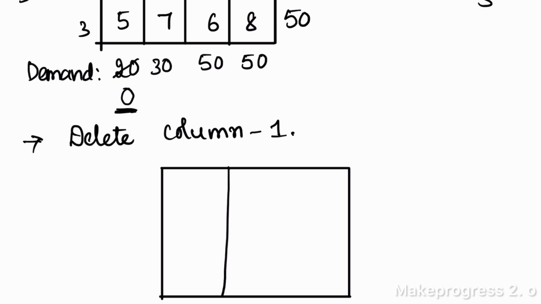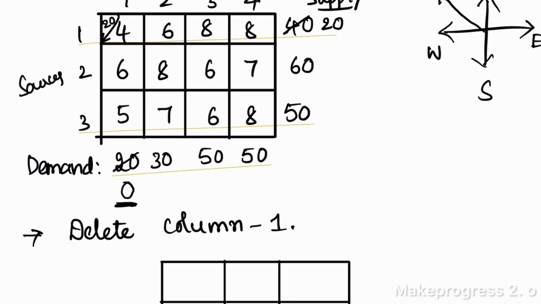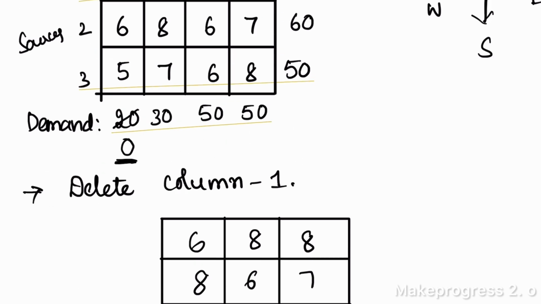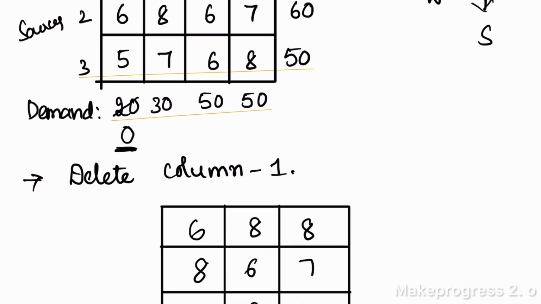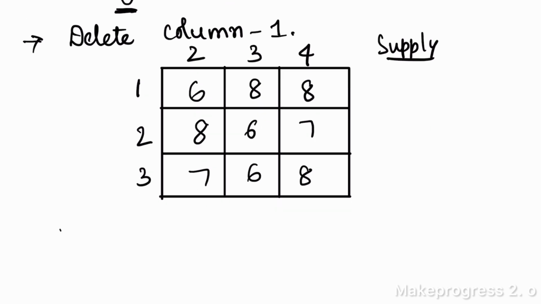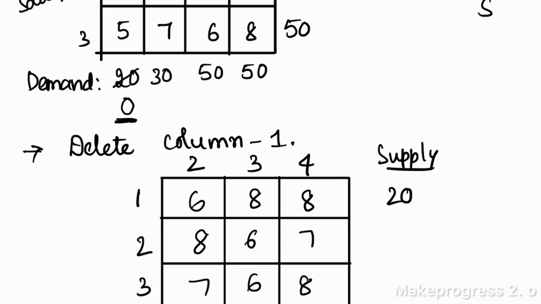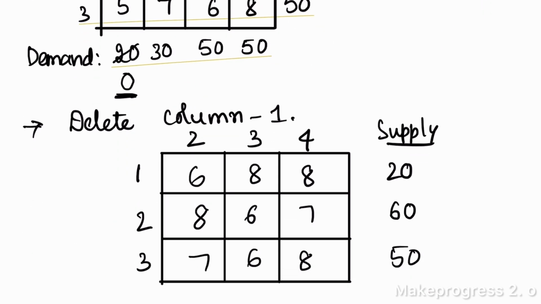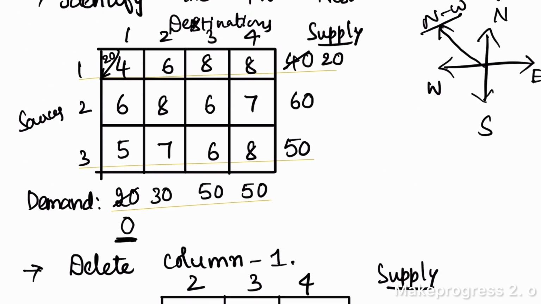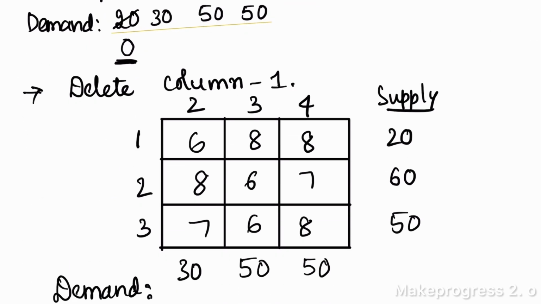By redrawing the table again after deleting column 1, we now have only 3 columns, 2, 3 and 4, with cell values 6, 8, 8, 8, 6, 7, 7, 6, 8. I have written all the cell values. Now the supply and demand side. These are columns 2, 3, 4 and rows 1, 2, 3. Supply is 20, 60 and 50. Demand is 30, 50 and 50. So I have written everything.